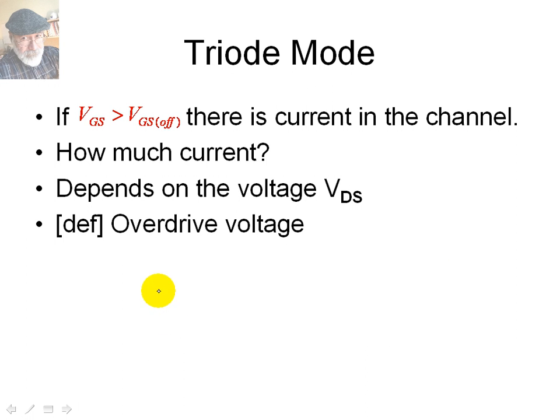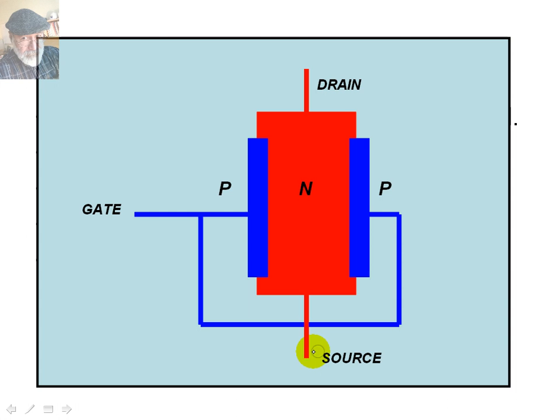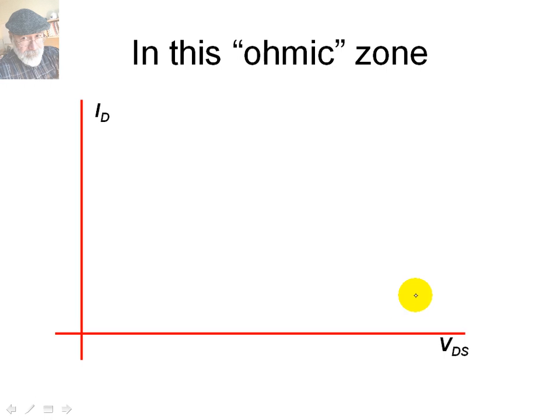Let's define the overdrive voltage. It is this one: how much higher VGS is than the pinch off voltage, V overdrive. And we've said if VDS, the drain source voltage, is below the overdrive, then the transistor behaves as a variable resistor. We say the transistor is in triode mode between the drain and the source.